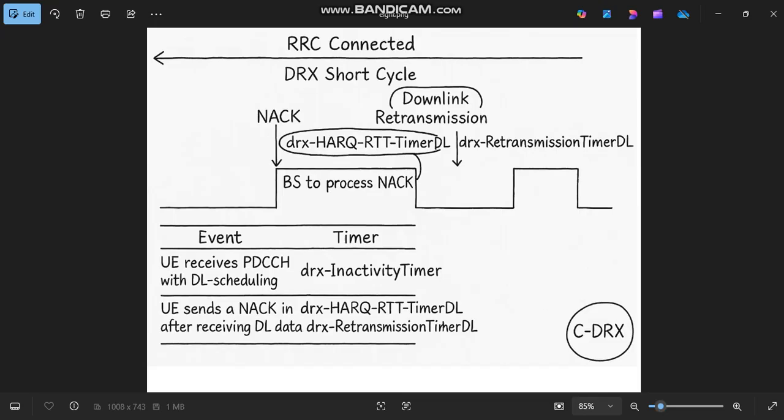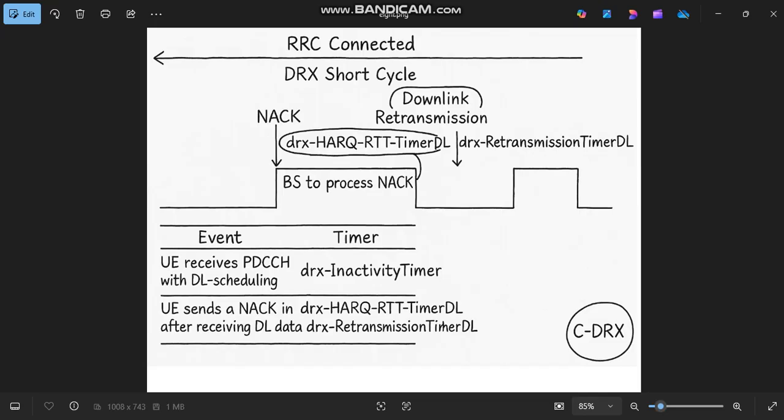Here the events are listed. So event: UV receives PDCCH with downlink scheduling. We'll have a DRX inactivity timer that is already covered. UV will send a negative acknowledgement in DRX HARQ RTT timer downlink. After receiving downlink data, DRX retransmission timer downlink is done. So I've already explained this.